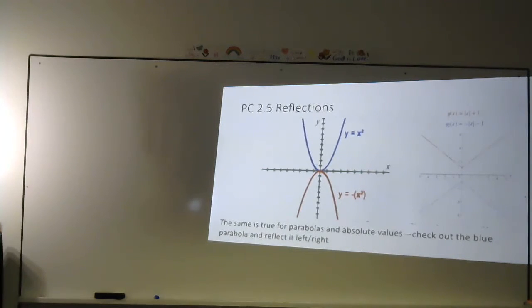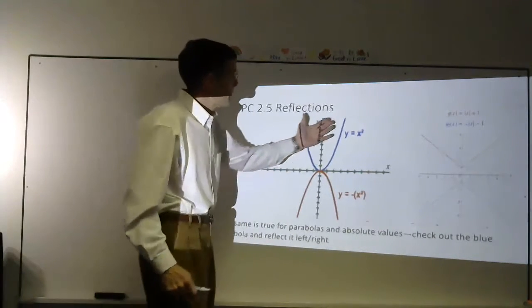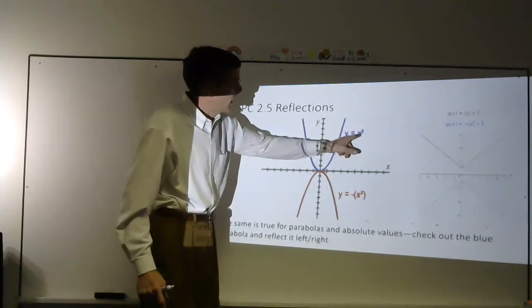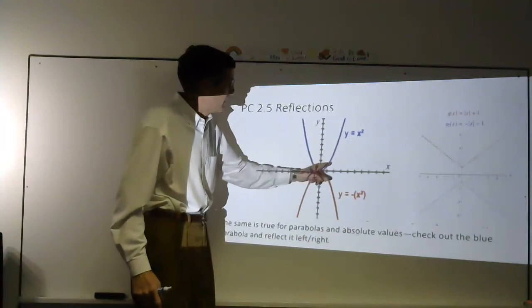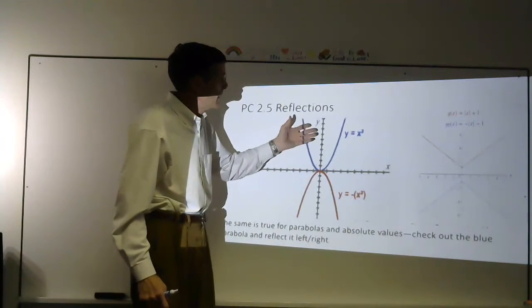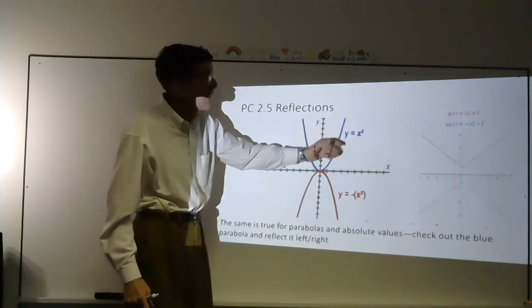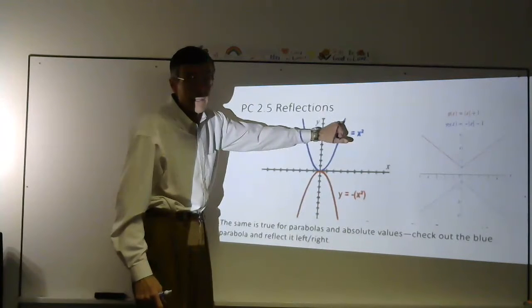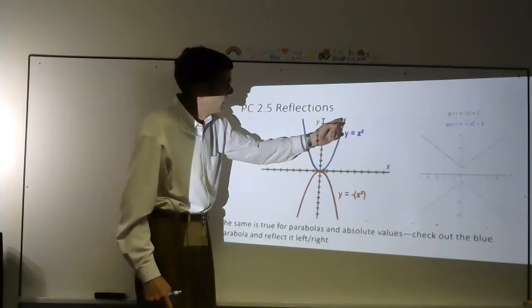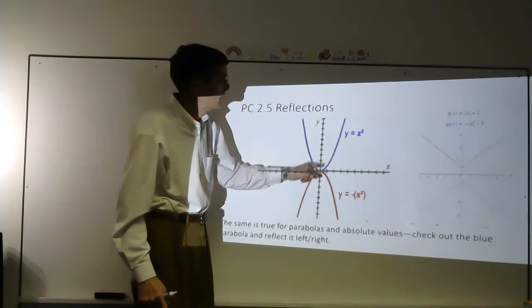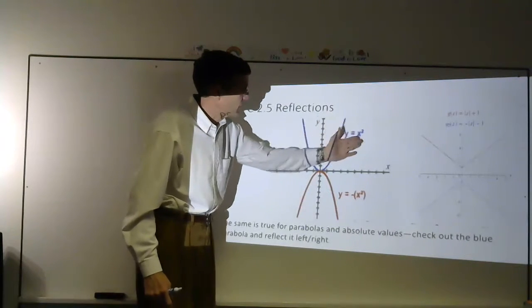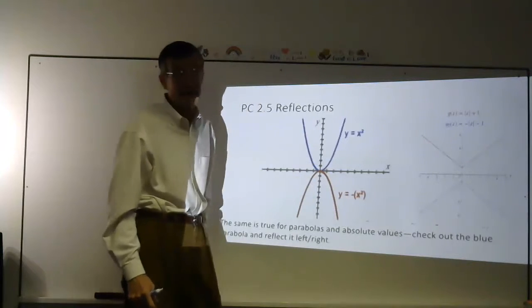It works for parabolas. How about parabolas? If I take y equals x squared and put a negative sign in front, it's going to make all these positive values negative. They're going to stay the same value, like 3 goes to 9. But put a negative sign in front, it's going to become negative 9. And of course, 0 stays 0. Negative sign in front of the whole thing flips it up and down.